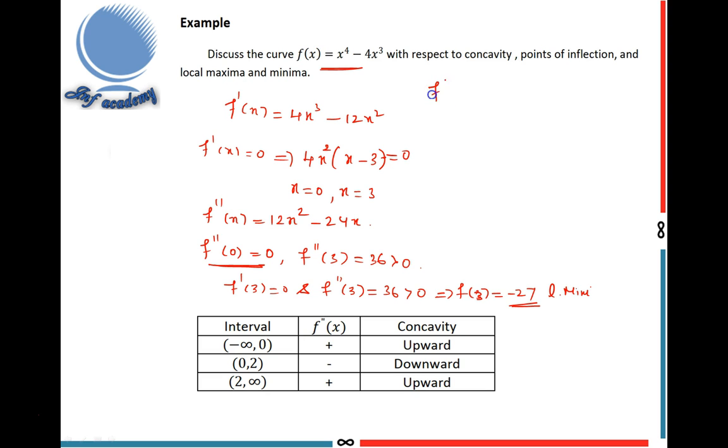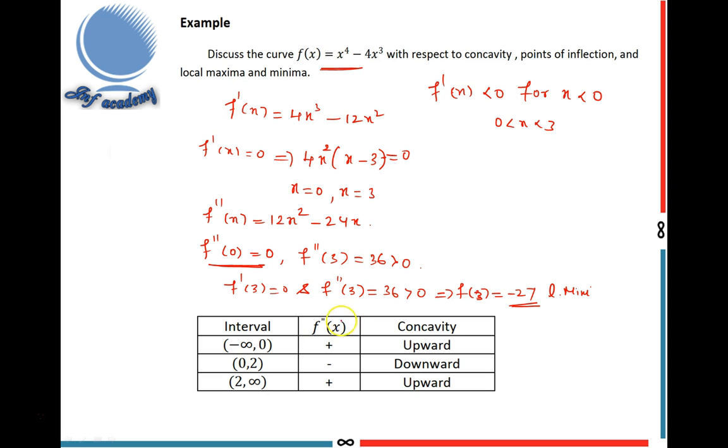Since f dash of x is less than 0 for x less than 0, and also for 0 less than x less than 3, the first derivative test tells us that f does not have a local maximum or local minimum at 0. f does not have a local maximum nor local minimum at 0 by using the first derivative test. Okay.